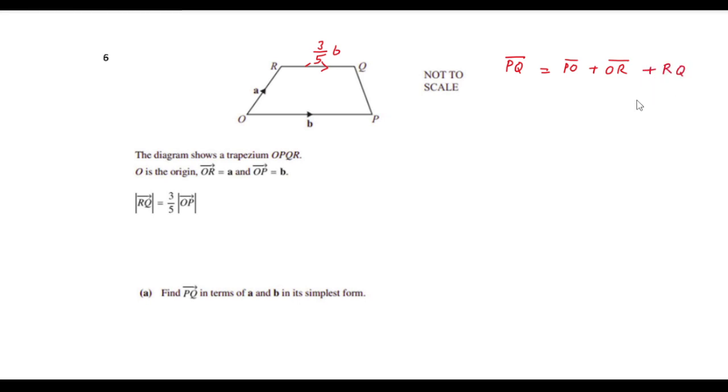Okay, now this PO bar. PO bar is minus B, so this is minus B. OR is plus A, so this is plus A. And RQ, RQ is what? RQ is plus 3 divided by 5 times B. Okay, so this will give me A minus 2 divided by 5 times B.